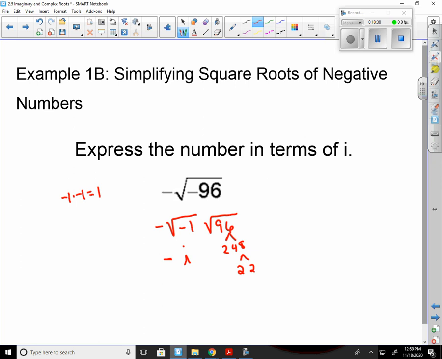And that could be 2 and 24. And 6 breaks down to 2 and 3. 4 breaks down to 2 and 2. Now we just do our pairs.